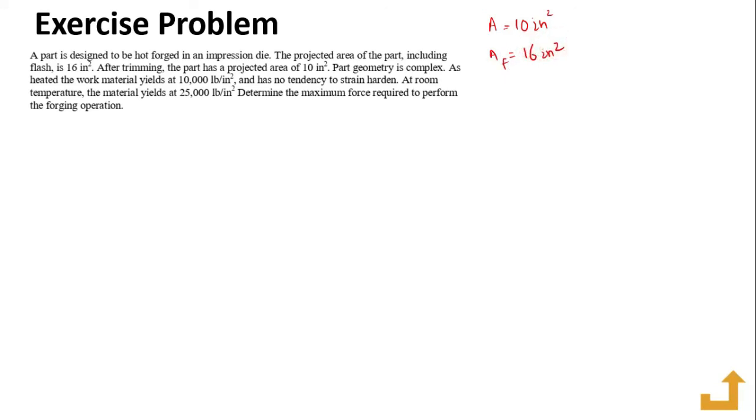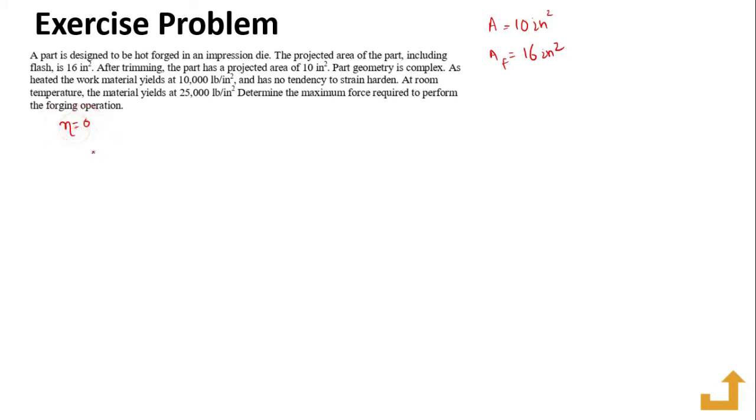Now it says part geometry is complex. As heated, the work material yields at 10,000 pounds per inch square and has no tendency to strain hardening. At room temperature, the material yields at 25,000 psi. Determine the maximum force required to perform the forging operation. So as we know that it's a hot forging, so we have strain hardening would be equals to 0.